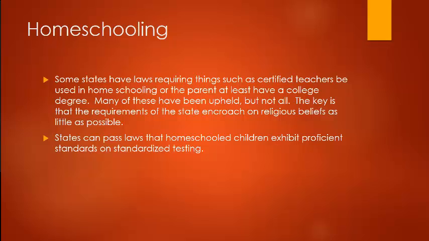And then finally, states can pass laws that homeschool children exhibit proficient standards on standardized testing. This, I believe, is not a rule in Oklahoma. In Massachusetts, I think it's a law, though, that your child has to participate in standardized testing, so most likely they're going to go to the local union or local school district and take state testing just like everybody else. And if they score too low, then the school can revoke their homeschool status of those students and require them to attend public schools. And the courts have upheld those kinds of decisions.